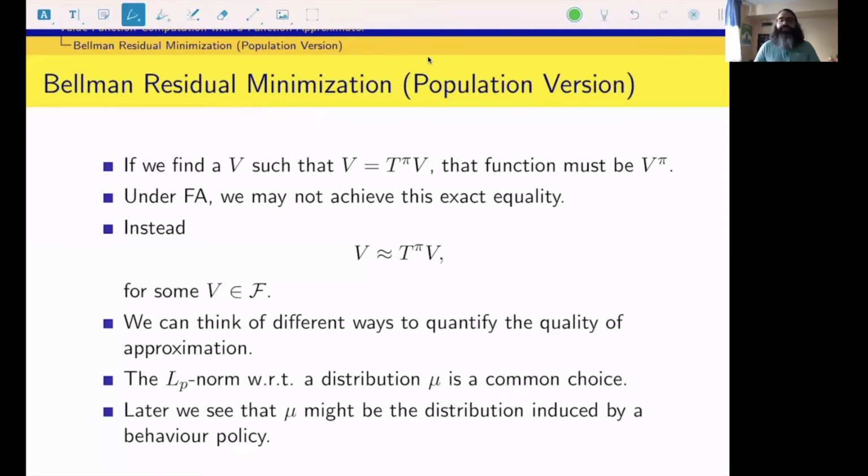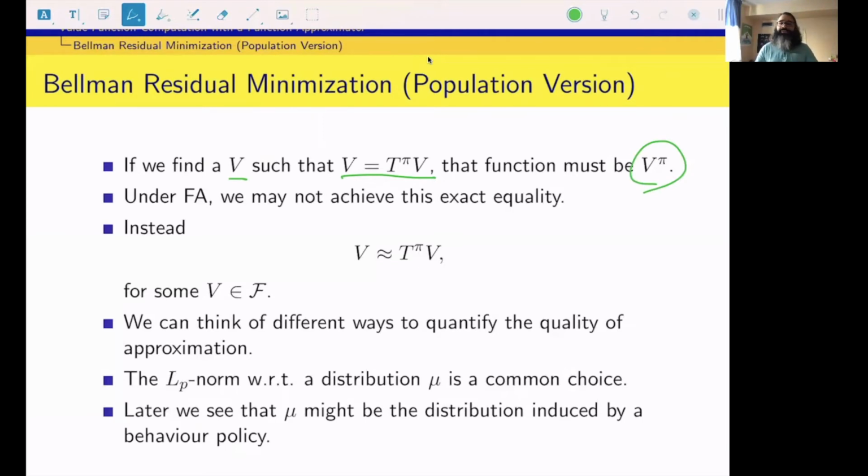So what is the idea? Recall from several lectures ago that if you find a V such that V is equal to T^π V, or V minus T^π V is equal to 0, then that function should be V^π. That's the property of uniqueness of the value function.